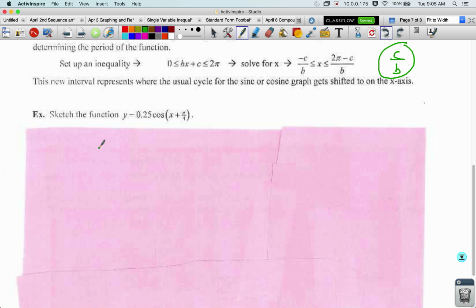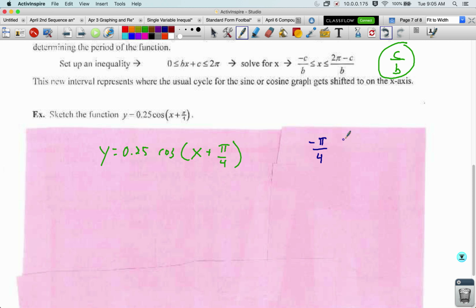All right, sketch the function y equals 0.25 cosine of x plus, I think that's a pi over 4. We'll say it's a pi over 4. So no period change, but there is a phase shift here. And we're going to do c over b to figure it out. Well, b is just 1. And so c over b would be negative pi over 4.